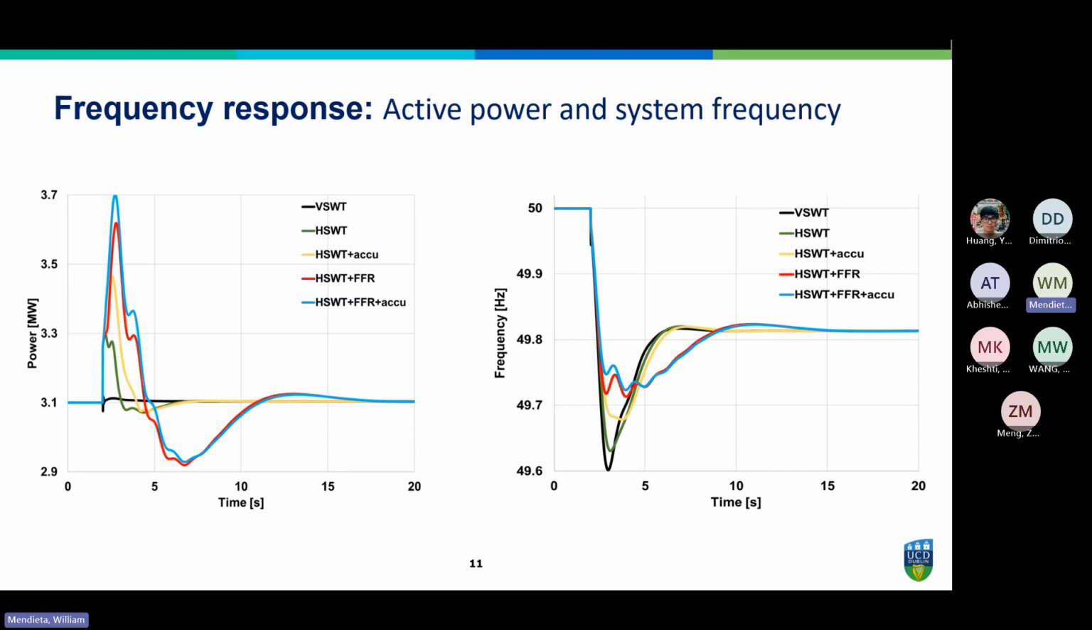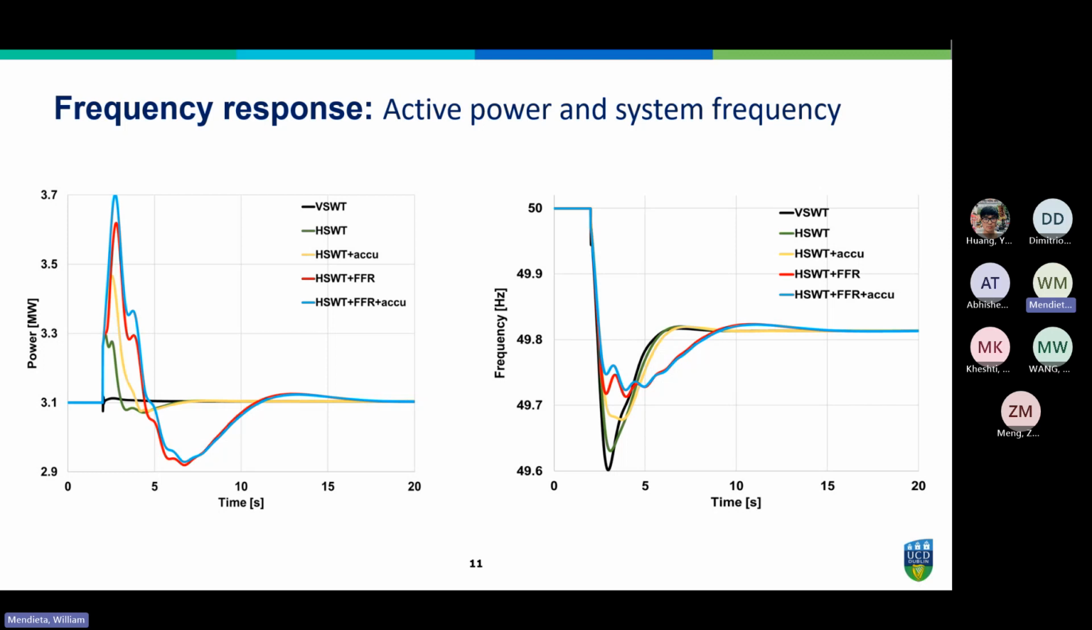So the figure on the left shows the power injected by the hydrostatic wind turbine during the frequency event, as a result of the inertial response of its synchronous generator, plus the extra power obtained from the accumulator and the extracted power through the fast frequency response control loop. It can be observed that the application of the fast frequency response leads to a larger energy recovery period.